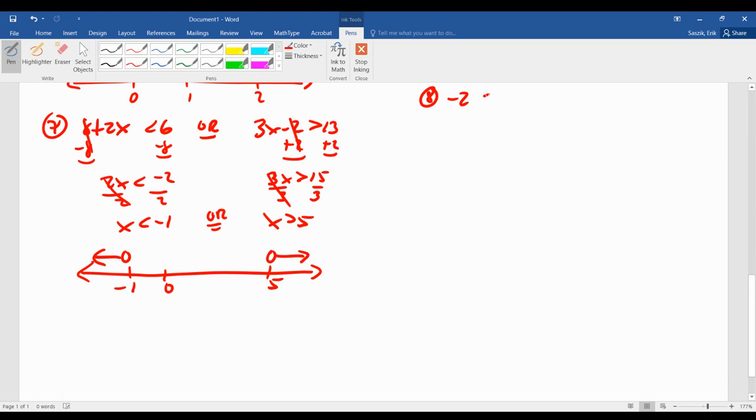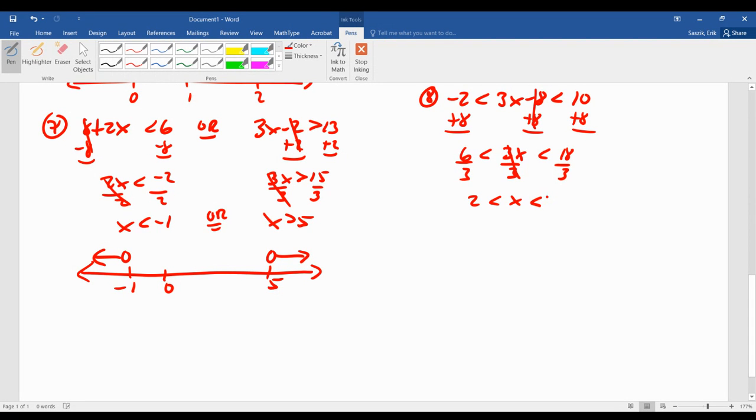Okay, now here is a classic, this is a double inequality. And when you have this, it essentially is an AND problem. You want to get x by itself, but now you got to get x by itself in the middle. You have a middle zone, you have a left zone, you have a right zone. So let's get rid of this 8, but we have to add 8 in all three zones. So we get 6 and we get 18. Now we divide by 3 again in all three zones. So x is between 2 and 6.